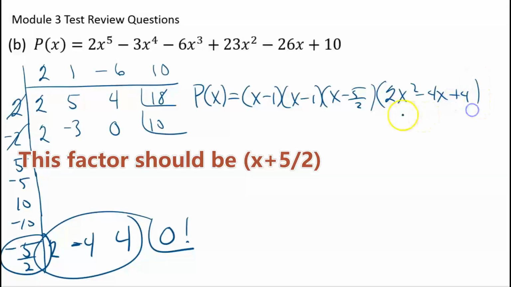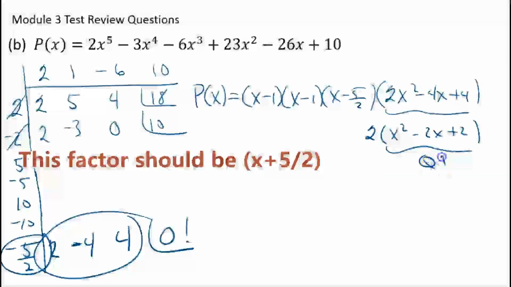Now there's a greatest common factor there of 2. That needs to come out. It's going to leave me with x squared minus 2x plus 2. And if it would factor, I would do it, but it won't. I have to use the quadratic formula. Of all things, now I have to use the quadratic formula.